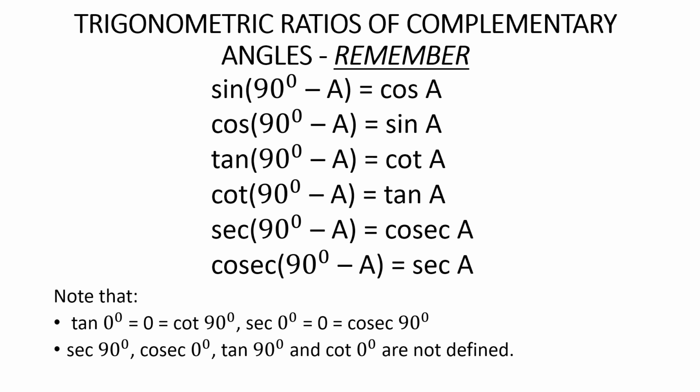Tan of 0 degree is same as cot of 90 degree, which is equal to 1. Sec of 0 degree and cosec of 90 degree both are 0. Sec 90 degree, cosec 0 degree, tan 90 degree and cot 0 degree are not defined.